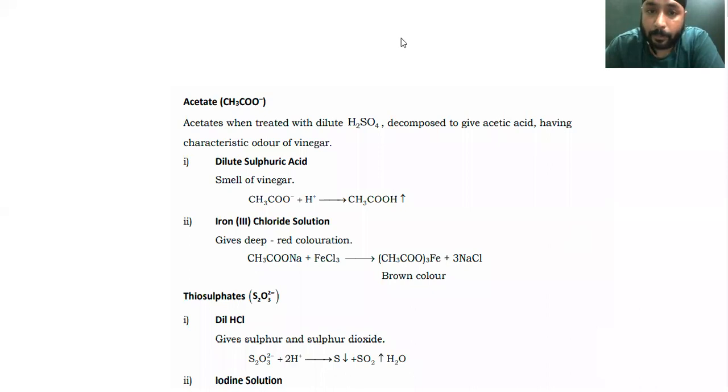Now we have a test for acetate anion, right? Now what exactly will acetate anion do? So I'll test for acetate anion. The preliminary test again requires a salt. You do one thing: add salt and add some drops of dilute H2SO4.